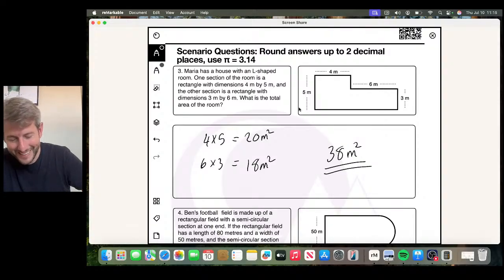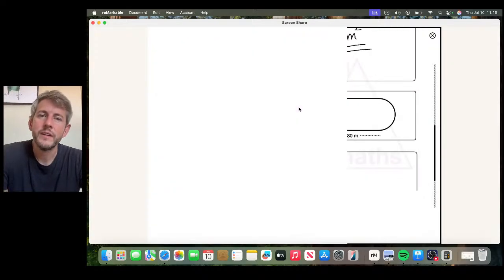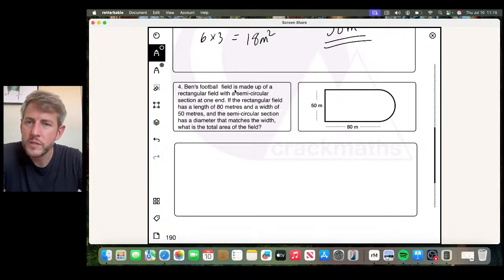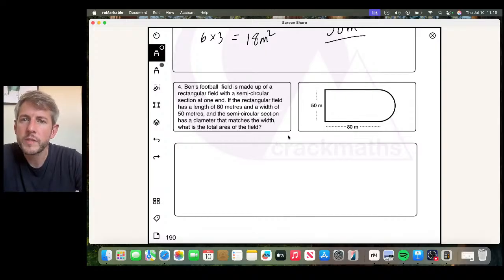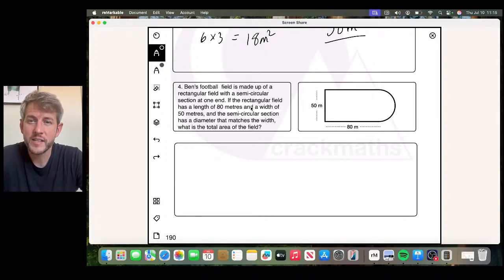Right. Circles. Right. Ben's football field is made up of a rectangular field with a semicircular section at one end. If the rectangular field has a length of 80 metres and a width of 50 metres, and the semicircular section has a diameter of 50 metres, what is the total area of the field?